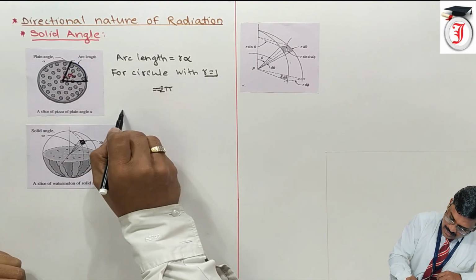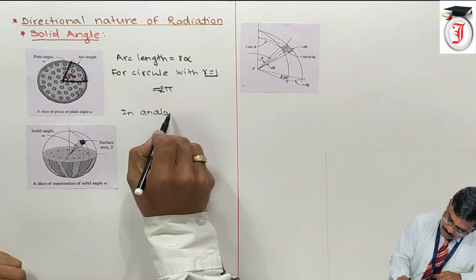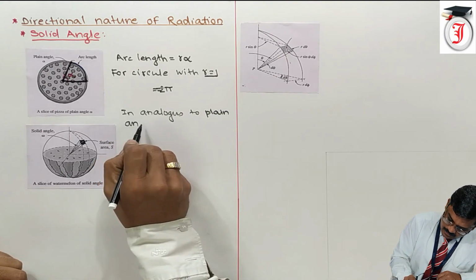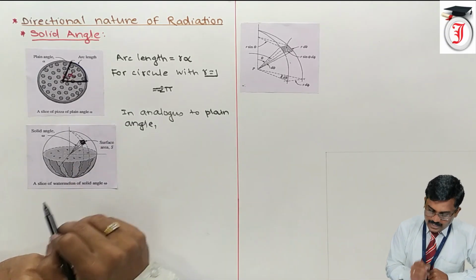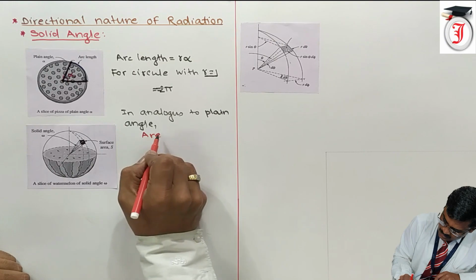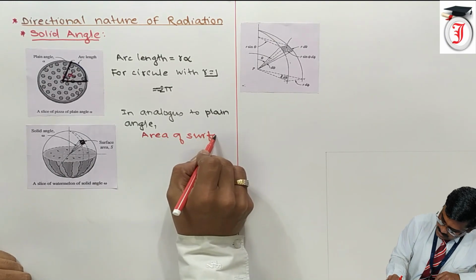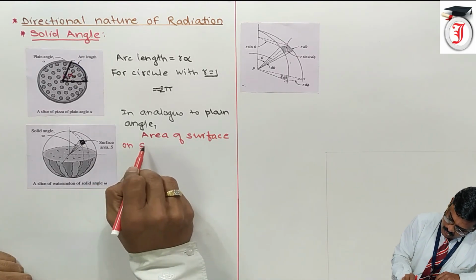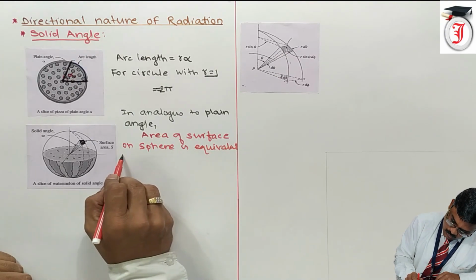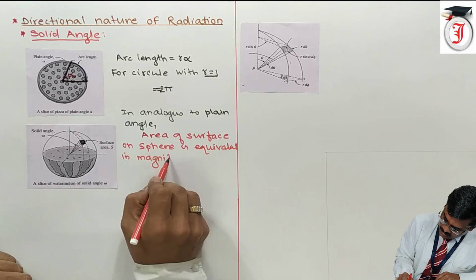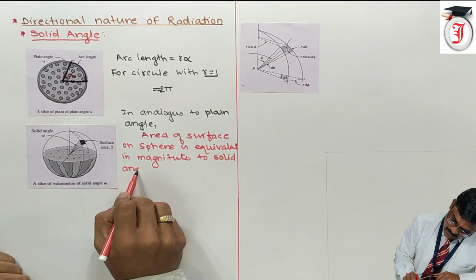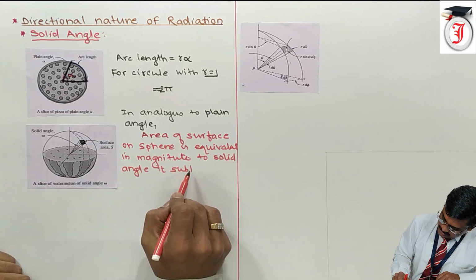So in an analogous manner, analogous to the plane angle, we can say the area of a surface on a sphere is equivalent in magnitude to the solid angle it subtends.